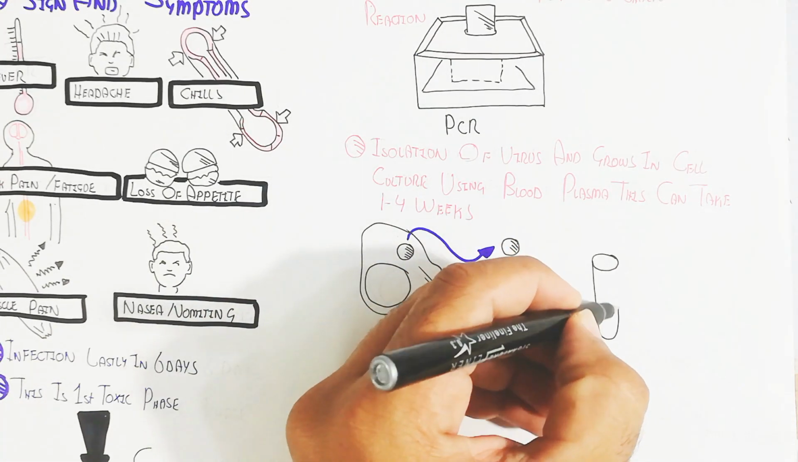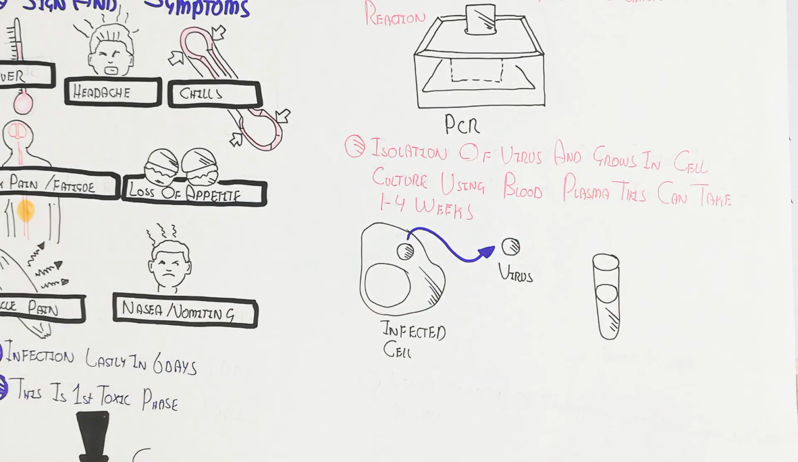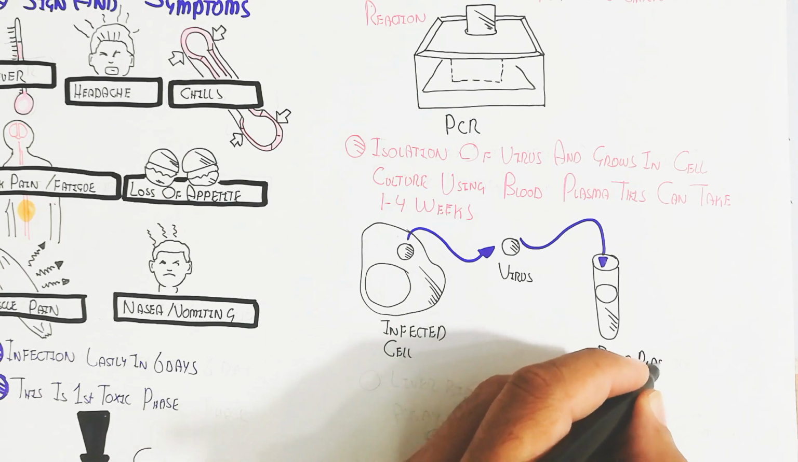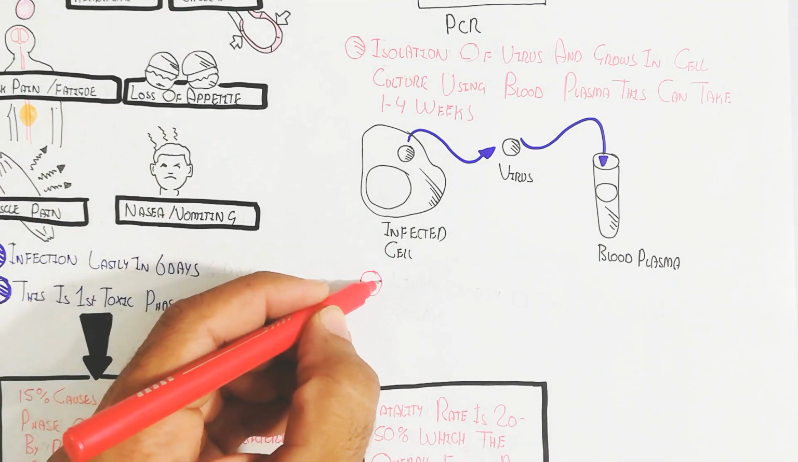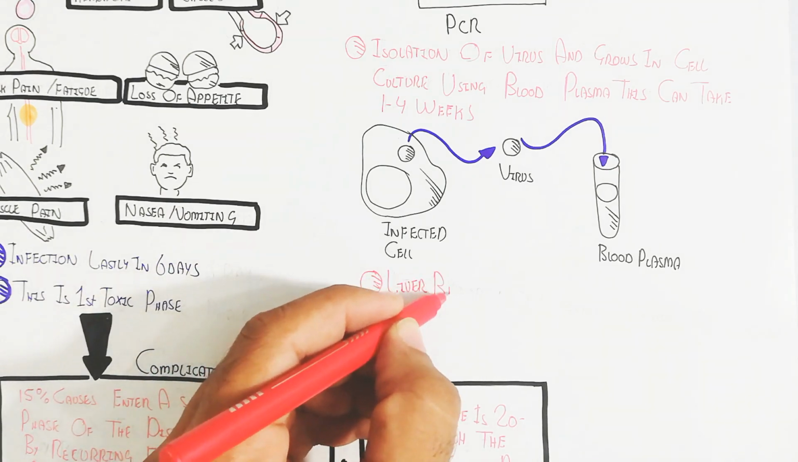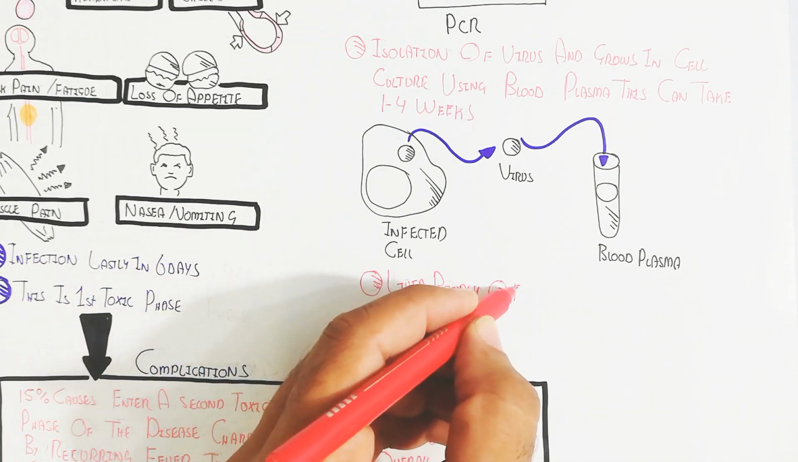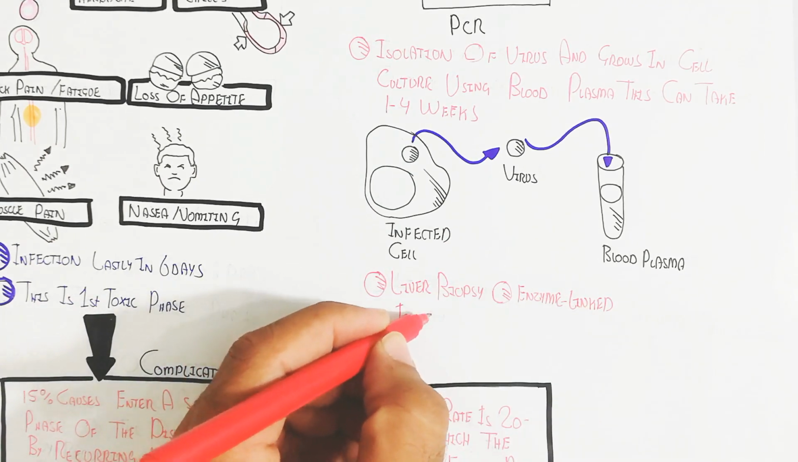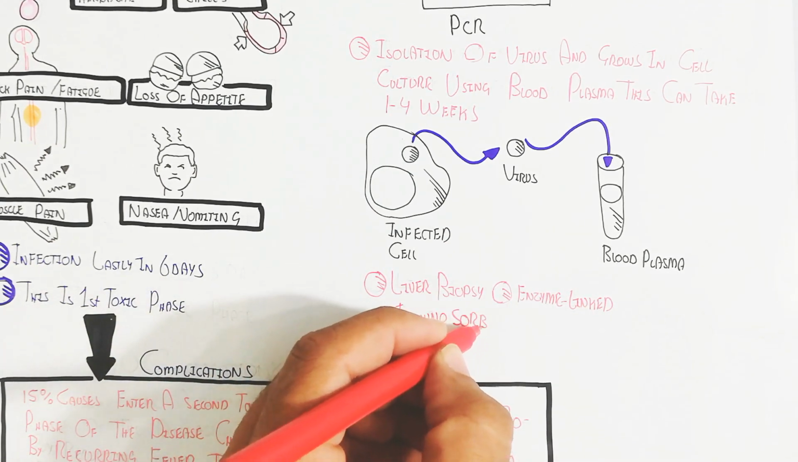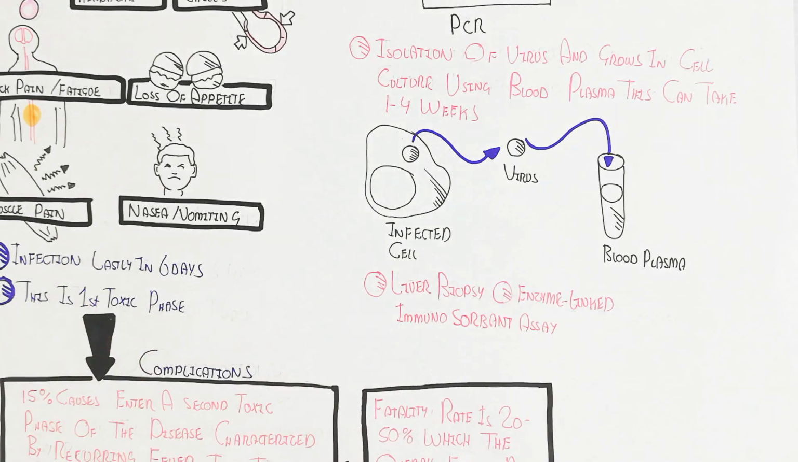And the last one: when the liver is infected, the signs and symptoms of jaundice arise. In this way, a liver biopsy can be used for diagnosis. On the other hand, the enzyme-linked immunosorbent assay will be used. Enzyme-linked immunosorbent assay we will discuss in the next video.